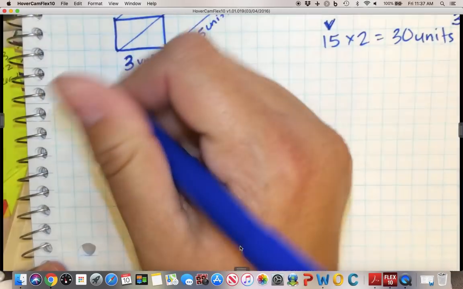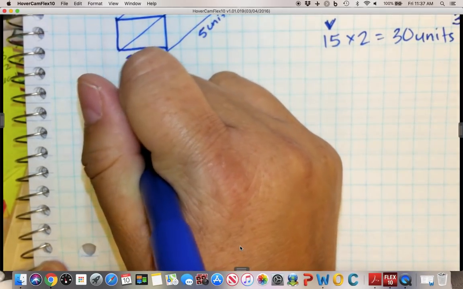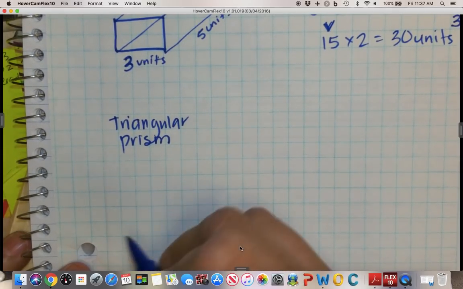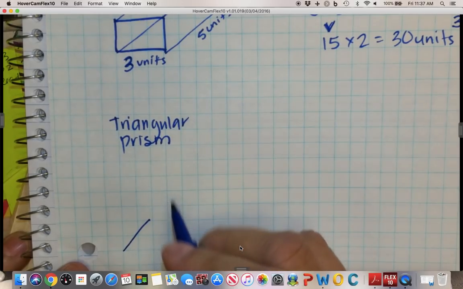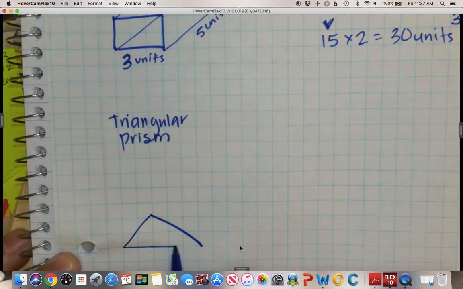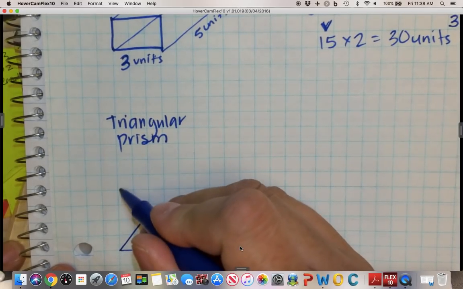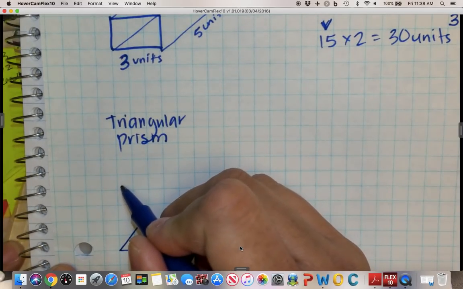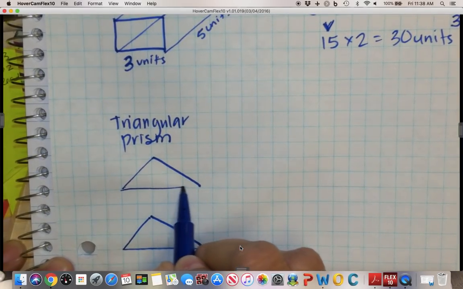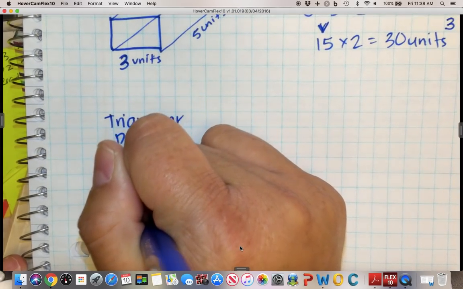All right, so we're going to do a triangular prism. And I'm going to draw one that looks a little bit different than the one we drew the other day. So I'm going to make a triangle here. And I'm going to go straight up and do a triangle here. And then I'm going to connect my lines.